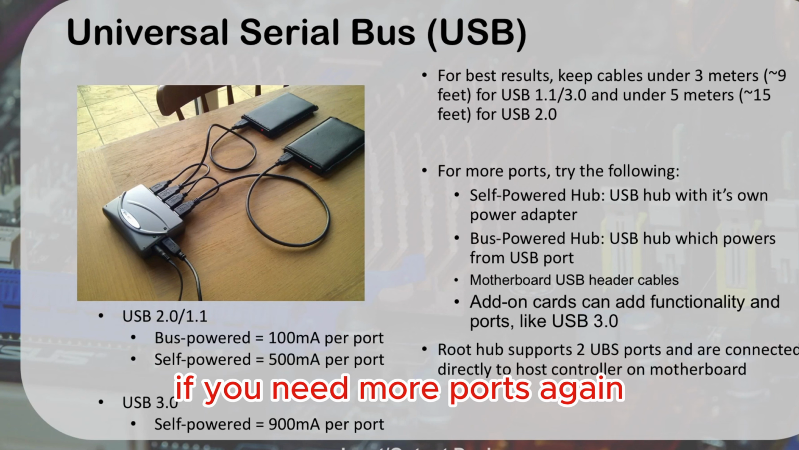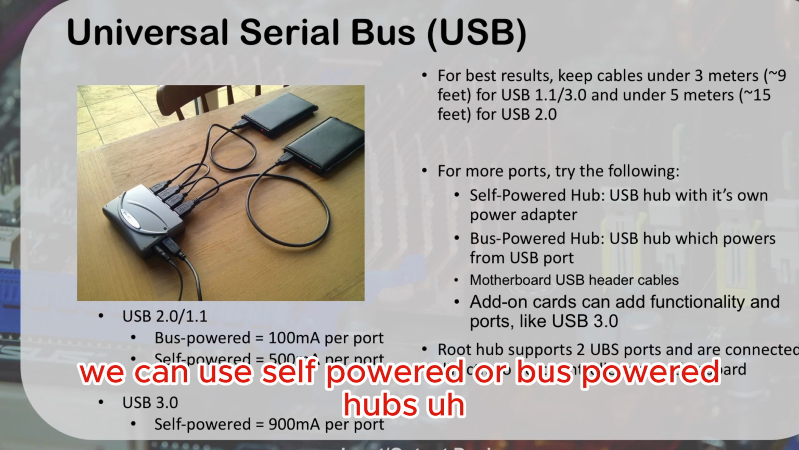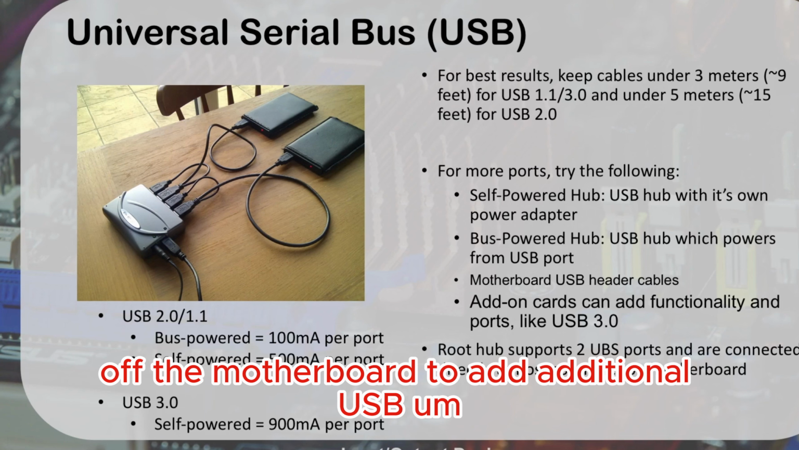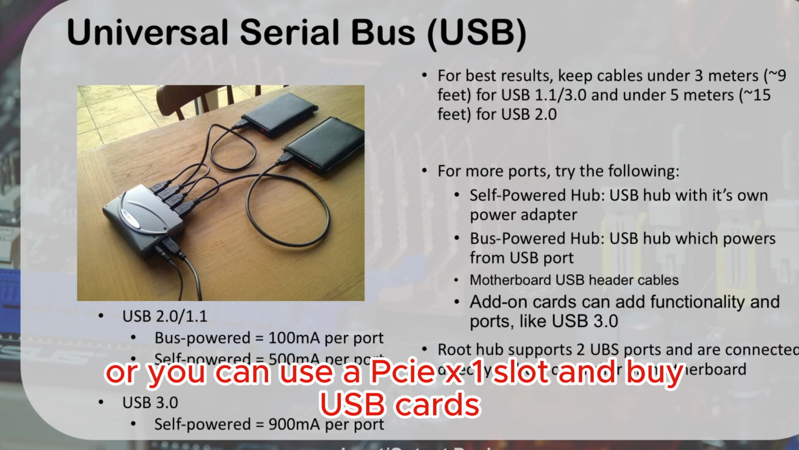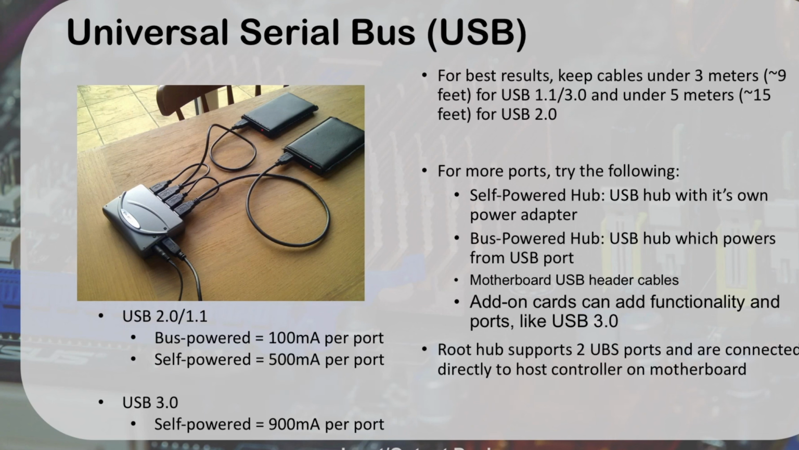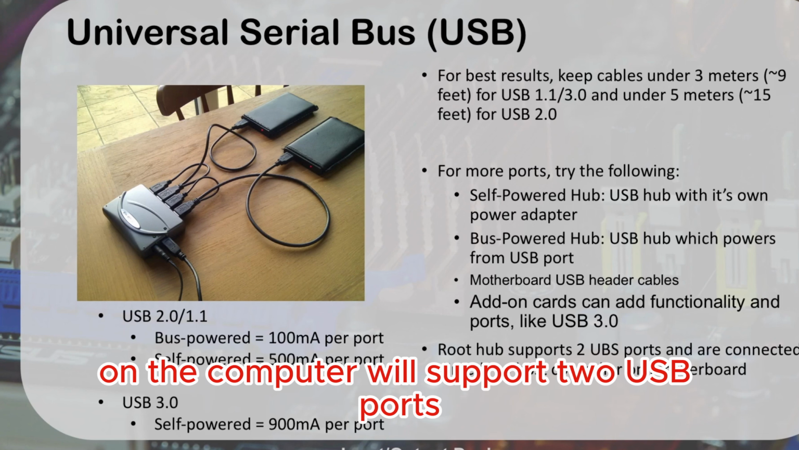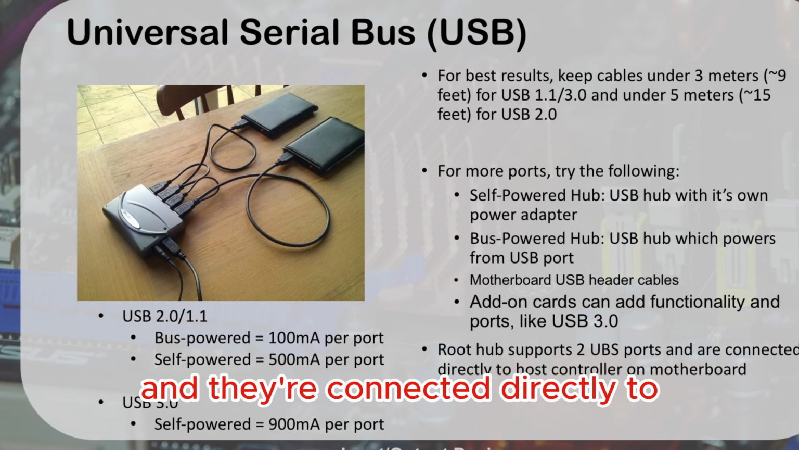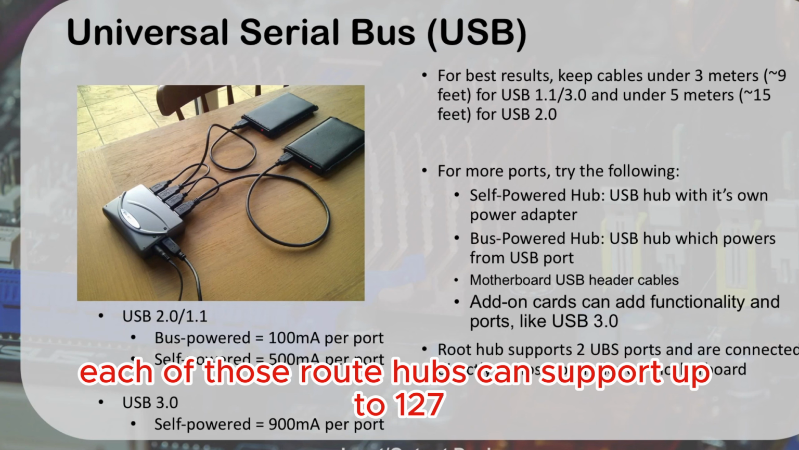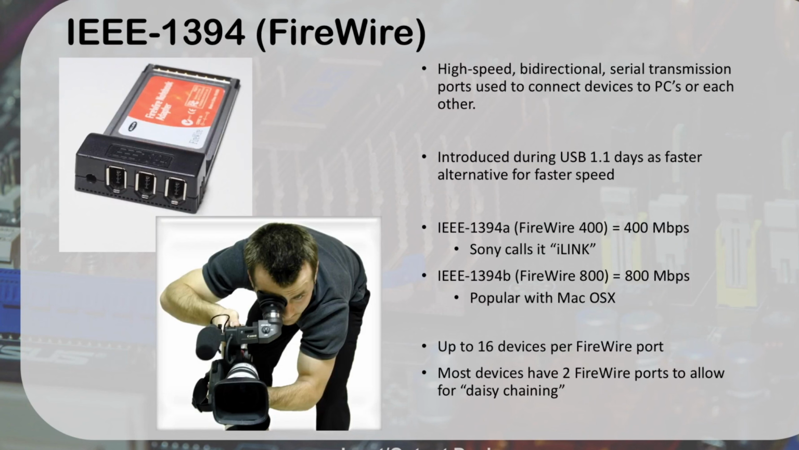If you need more ports, again, we can use self-powered or bus-powered hubs. You also can use header cables off the motherboard to add additional USB, or you can use a PCIe x1 slot and buy USB cards. That'll give you an extra 4 ports and put those into your computer as well. The root hub on the computer will support 2 USB ports, and they're connected directly to the host controller on the motherboard. But again, each of those root hubs can support up to 127 devices per port.